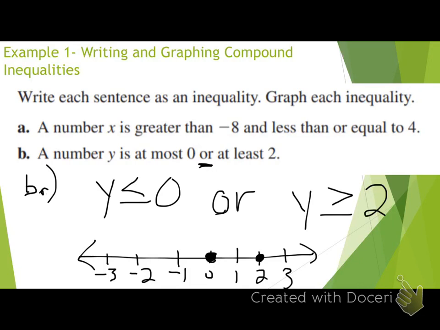Okay, this is an or compound inequality. Am I wanting the union or the intersection of the two graphs? Union. So that just means I'm graphing the two graphs on the same graph. Okay? For y is less than or equal to 0, would that be shading to the left or right of 0? To the left. And since there's no stopping point out here, I do need to go ahead and put an arrow on my shaded region. Or y is greater than or equal to 2. Is that to the left or right of 2? To the right.